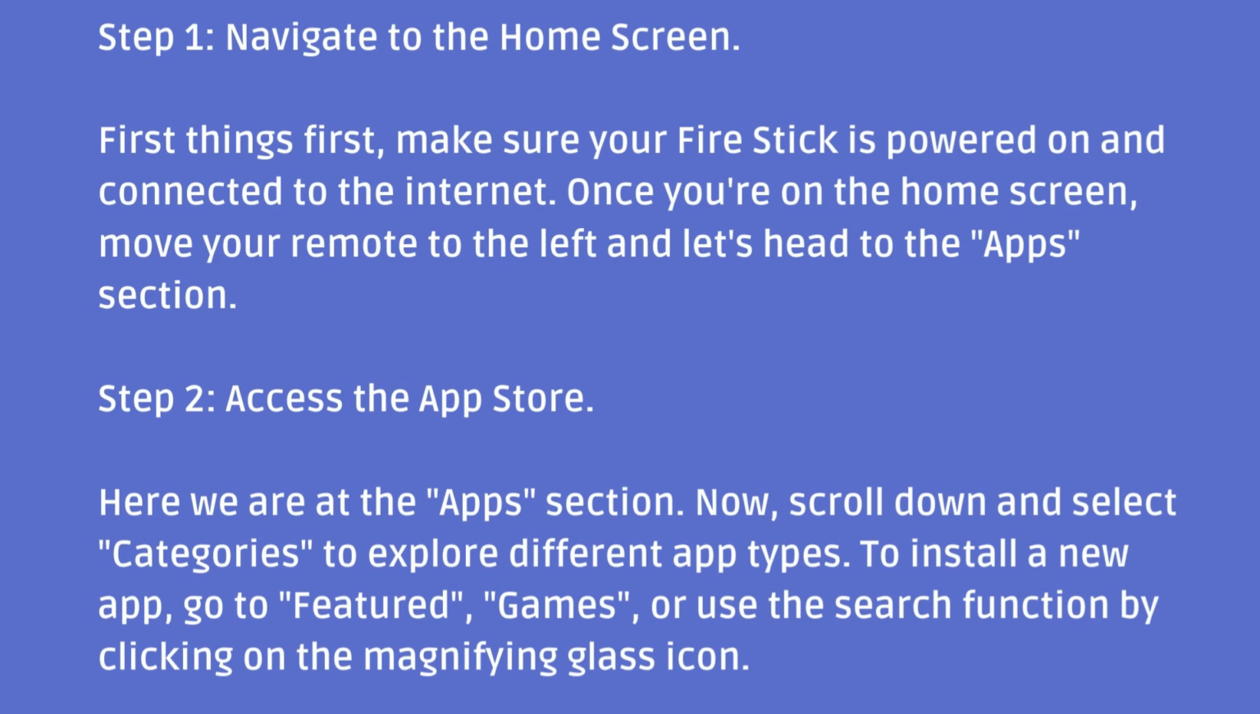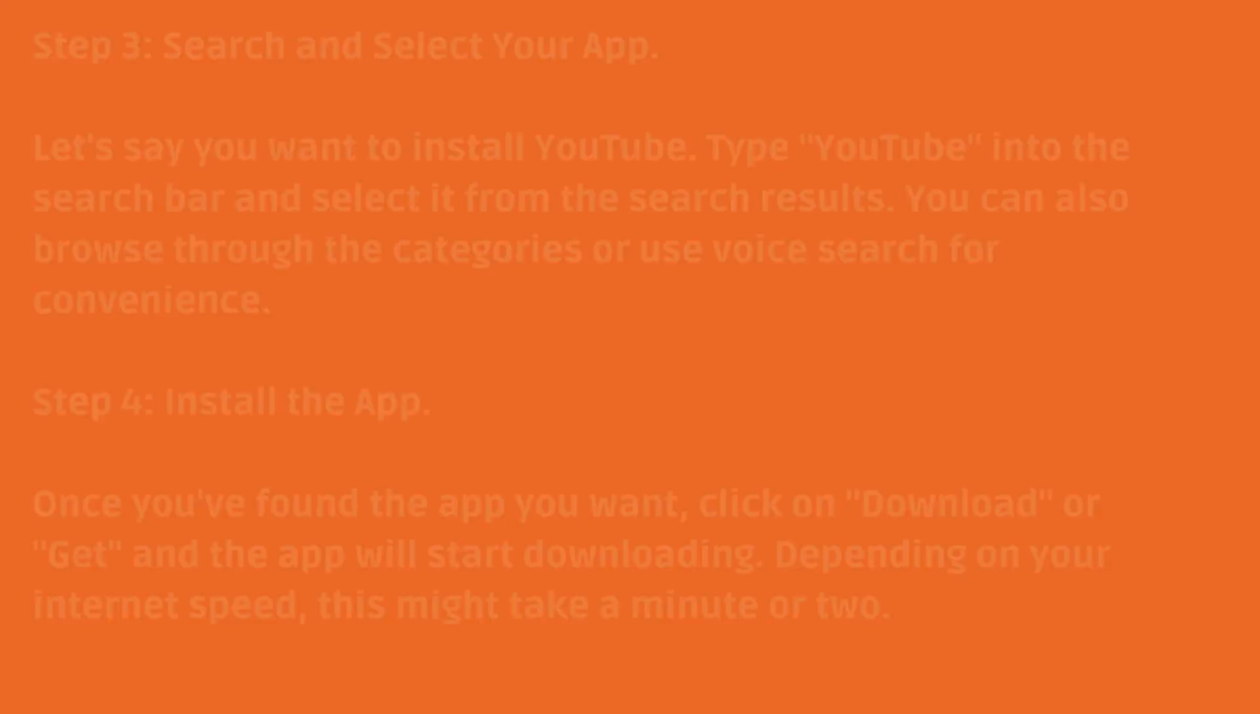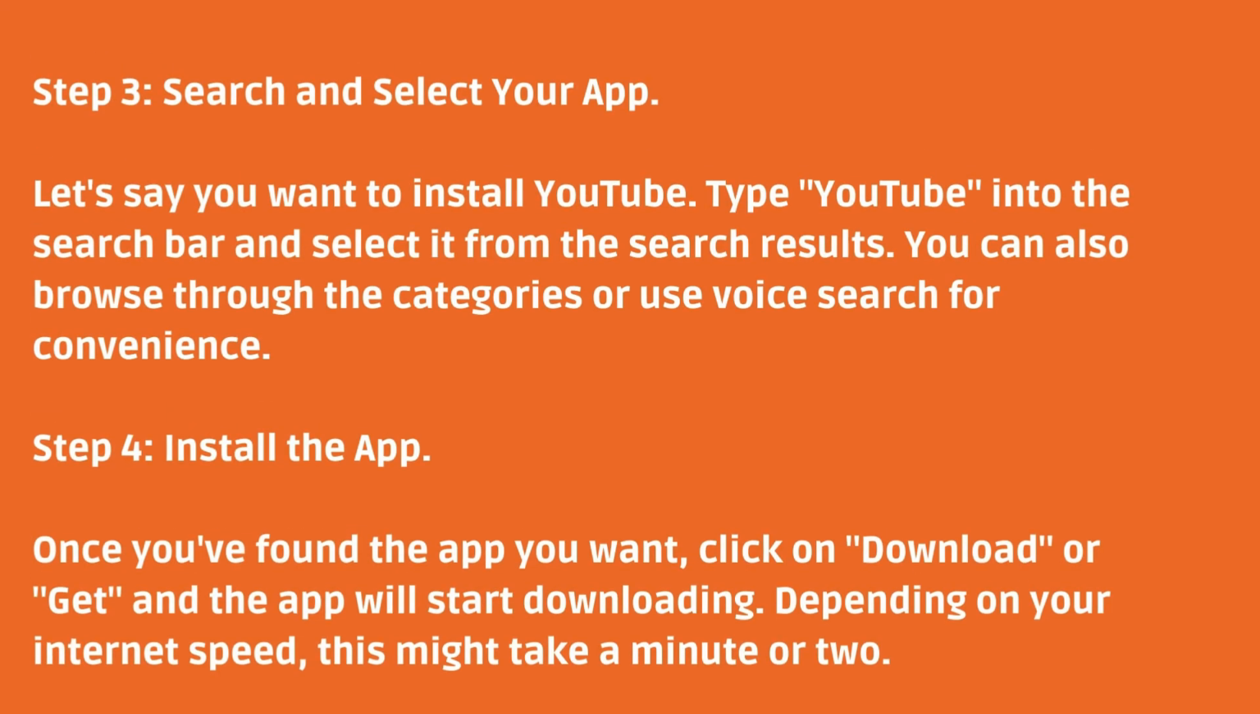Step 2. Access the App Store. Here we are at the Apps section. Now, scroll down and select categories to explore different app types. To install a new app, go to Featured, Games, or use the search function by clicking on the magnifying glass icon.